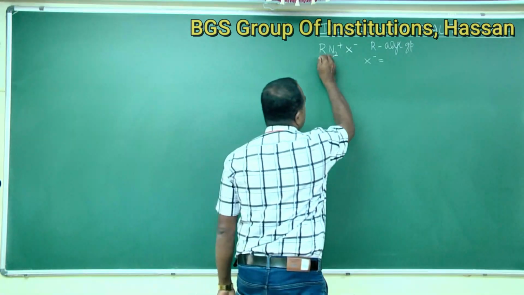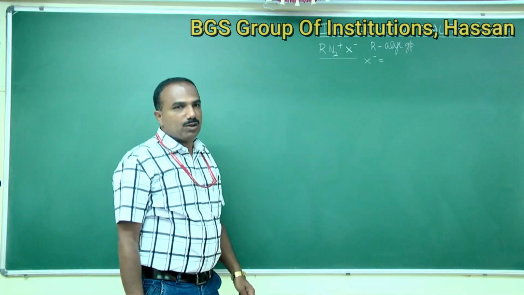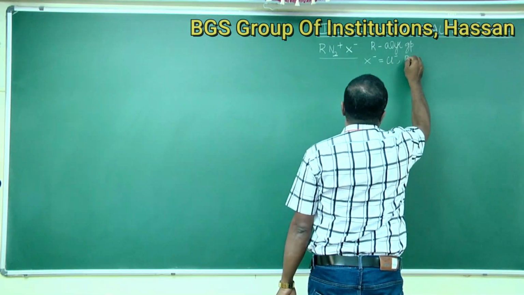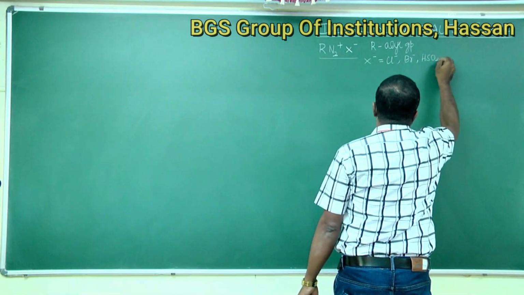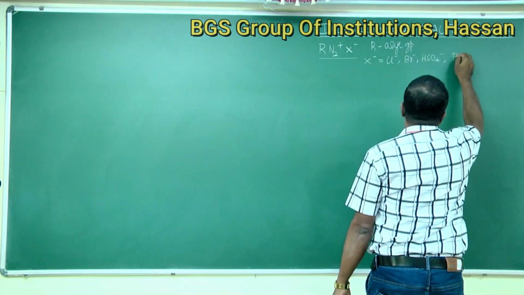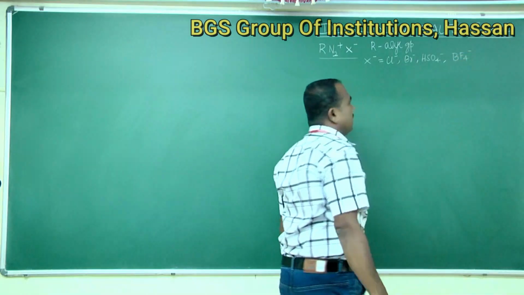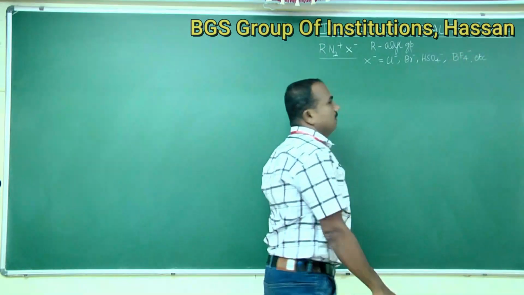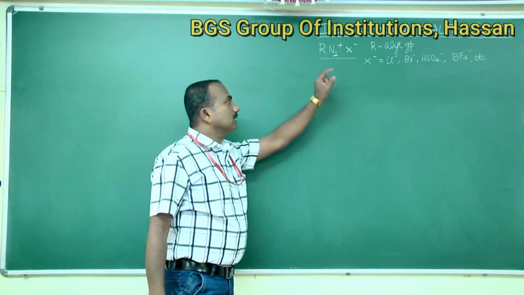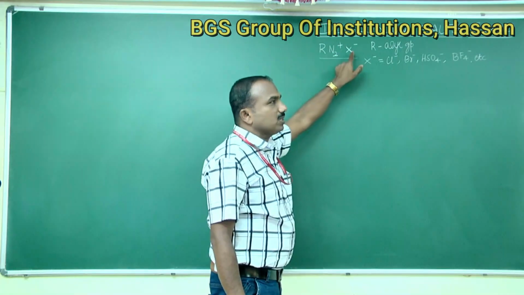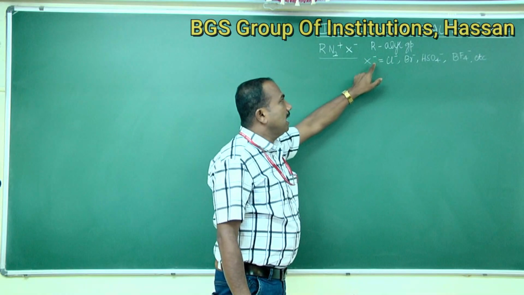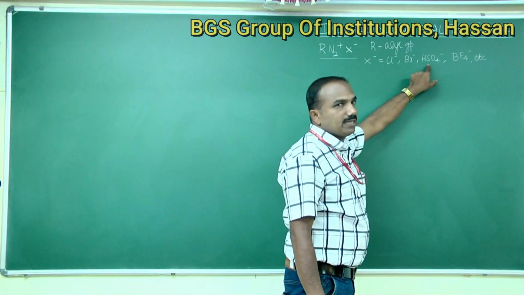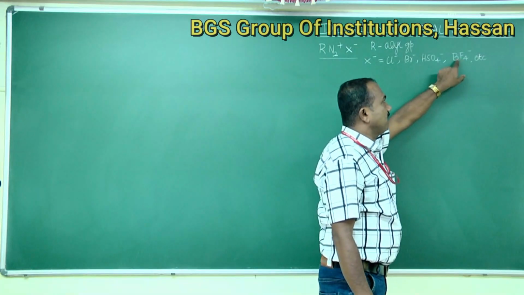You should write RN2+X-, where R is an aryl group and X- may be a halogen, that is Cl-, Br-, I-, HSO4- (the bisulfate ion), or BF4- (the tetrafluoroborate ion), etc. So this is the formula for diazonium salts.